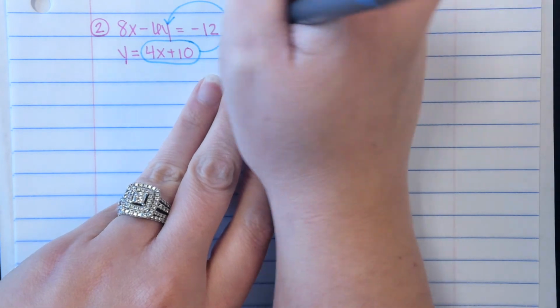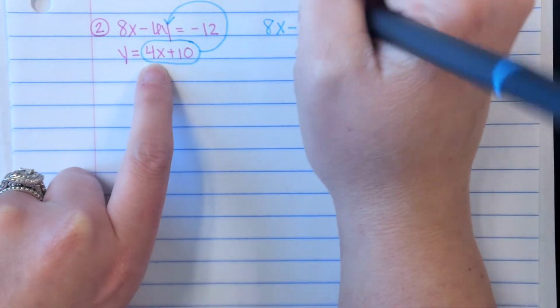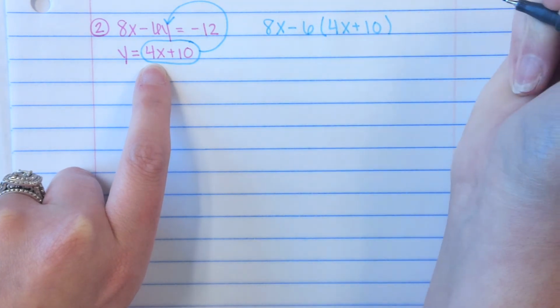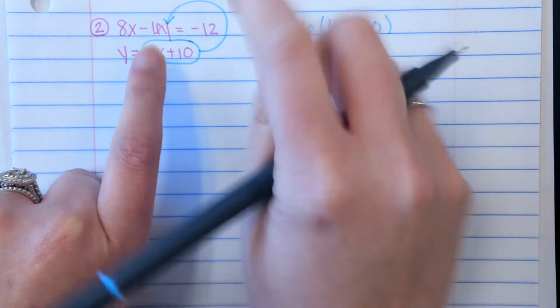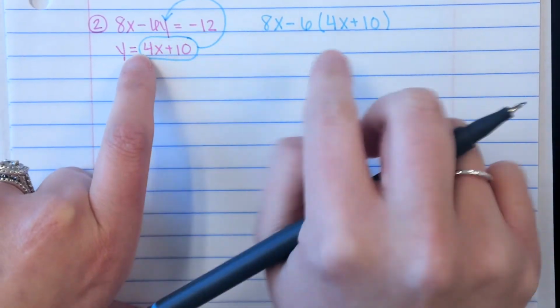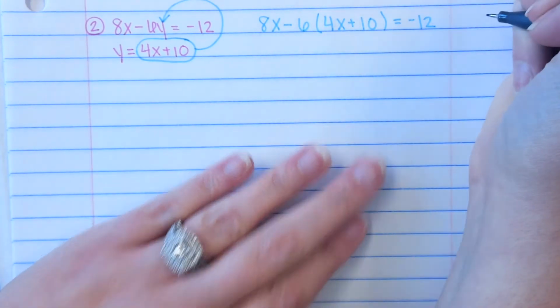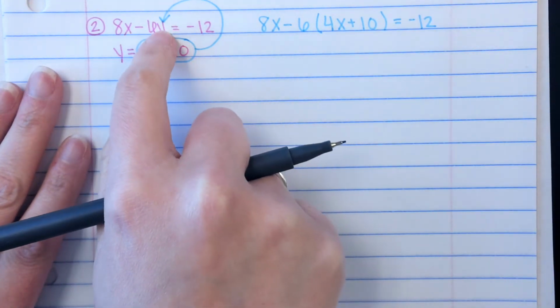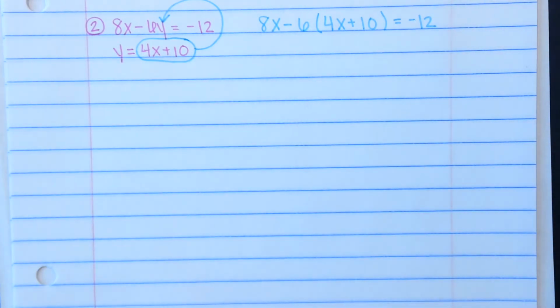So I'm going to have 8x minus 6. Now, where that y is, I'm going to put this stuff. So I'm going to use some parentheses, and I'm going to say 4x plus 10, and I'm going to close parentheses. So I just took that y out and put this stuff in there, okay? And I used parentheses, kind of like the circle, to separate it off. And then I have equals negative 12, okay? So all I did was I took what I circled and plugged it in for y. The y is gone. I only have x's left. And that's what substitution does.